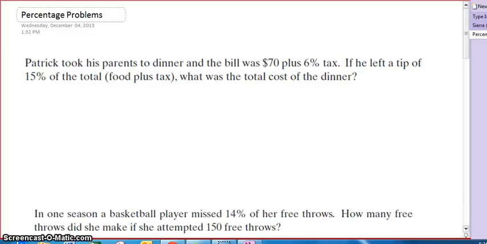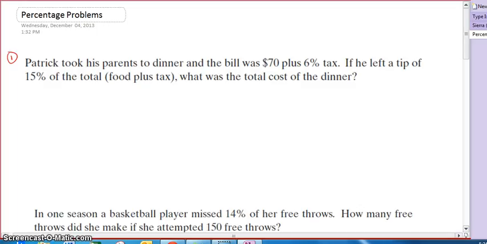This screencast is about percentage problems. So I took quite a few problems from your book and from the online software, and let's try to solve these. The first one says Patrick took his parents to dinner and the bill was $70 plus a 6% tax.